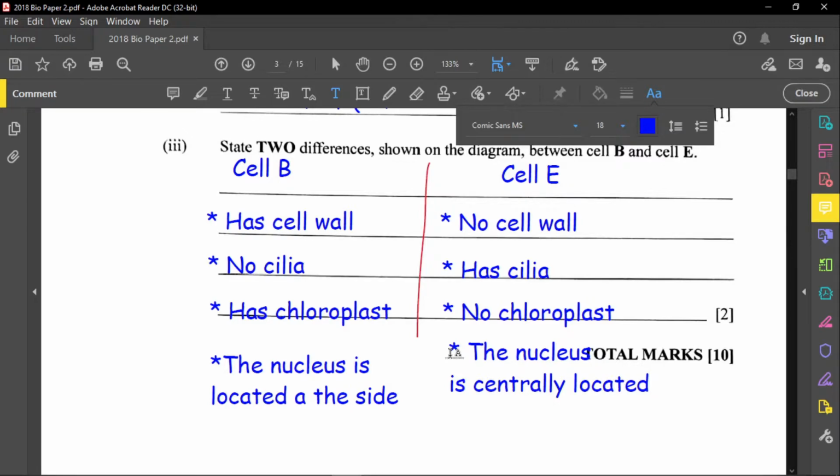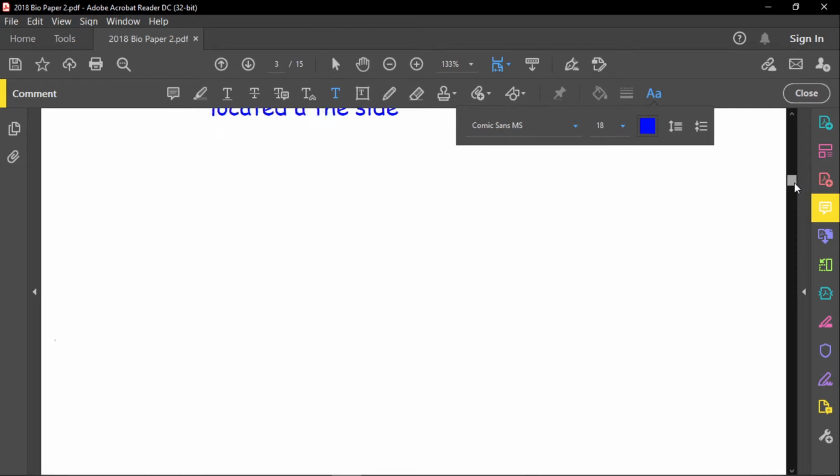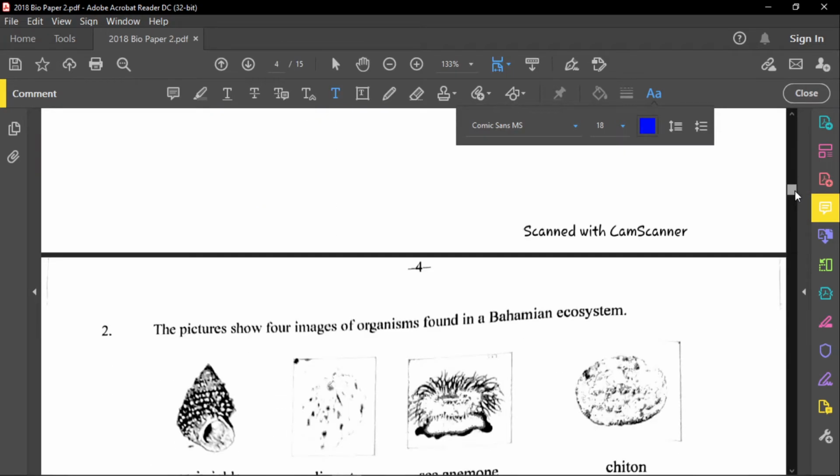Again, always look at the diagrams carefully if they ask you to use the diagram to show the differences. We know there are other differences as well, such as the vacuole. The vacuole in the plant cell, B, is large and centrally located, while in animal cells the vacuoles are small and there is more than one vacuole.